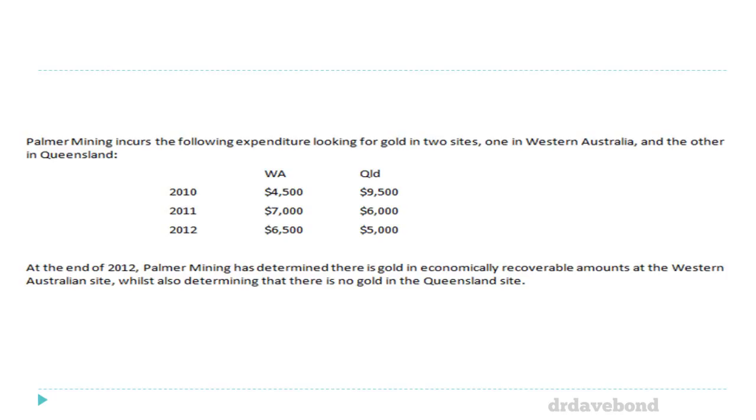Palmer Mining incurs the following expenditure looking for gold in 2 sites, one in WA and the other in Queensland. I need to talk about why it's important that we do these separately in a second. So they're looking in 2 sites. In this year, they spend 4,500 and 9,500, which equals 14,000 in the first year looking in 2 different areas.